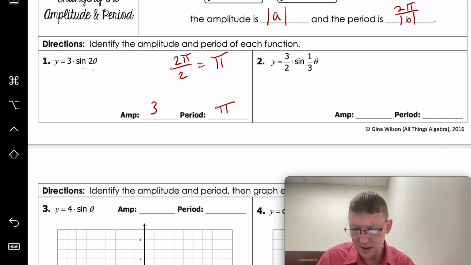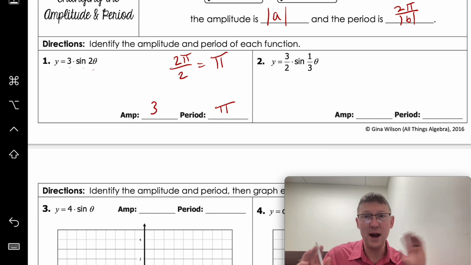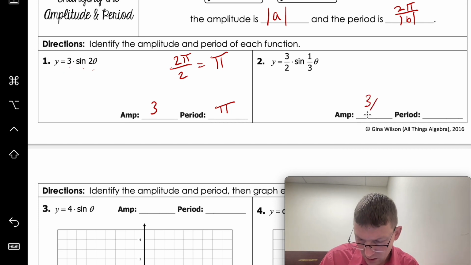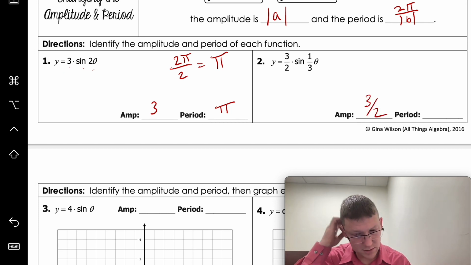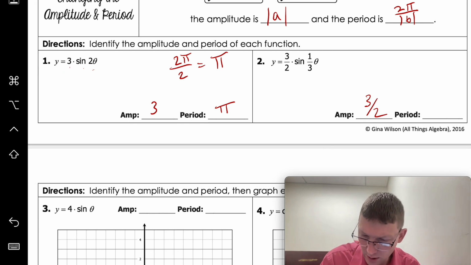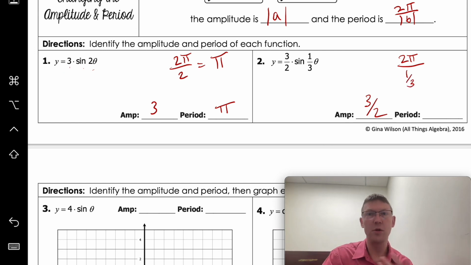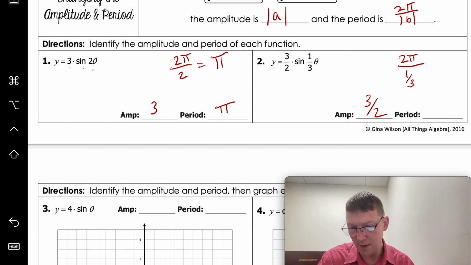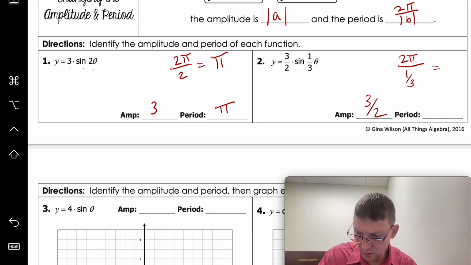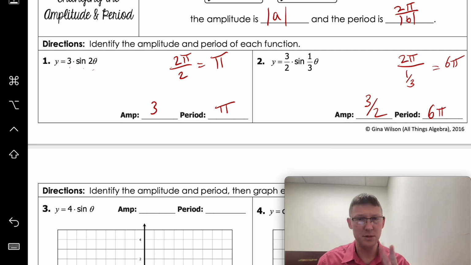Then number 2, same thing. Our amplitude, it's a fraction, but that's okay. It's just going to be 3 over 2 as our amplitude. And then for our period, we're going to do the same thing. We are going to say 2 pi over 1/3. You all know how to do that. We're just going to flip that bottom fraction. So that's going to equal 6 pi. So our period here is going to be 6 pi. With those two pieces of information, we can start graphing.